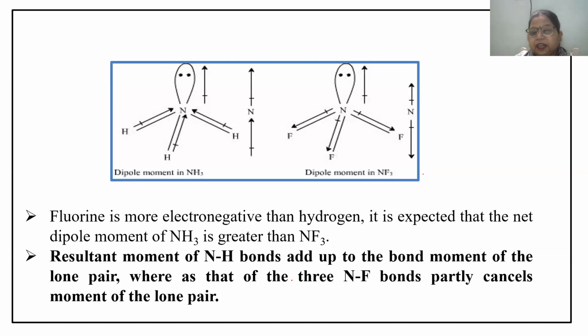Okay, if you want to note it down, I have put it in a simpler form. Fluorine is more electronegative than hydrogen. It is expected that the net dipole moment of ammonia is greater than that of NF3. Right? The key sentence is written on the board. The resultant dipole moment of the NH bonds adds up to the bond moment of the lone pair, whereas in the case of NF bonds, it cancels out.